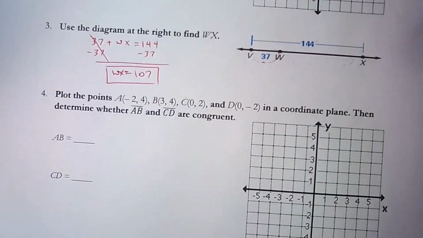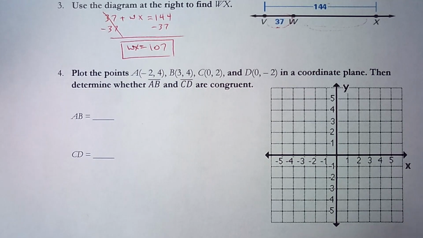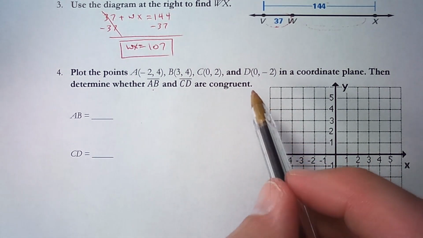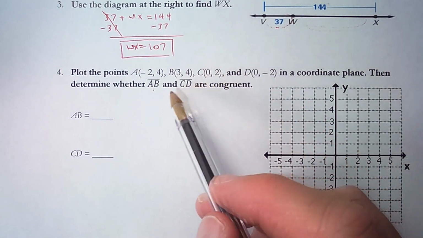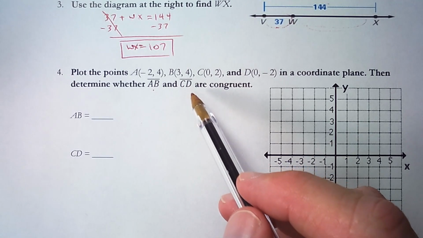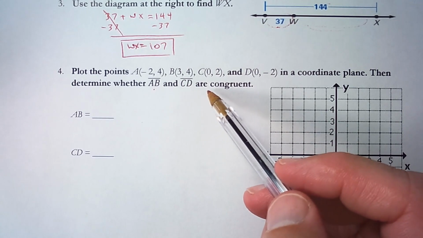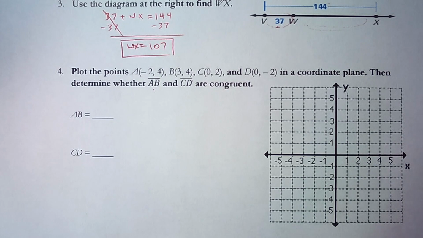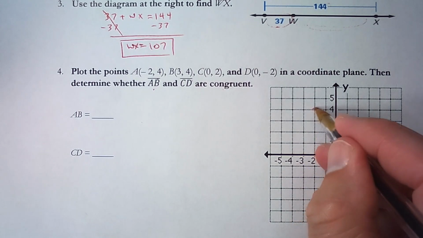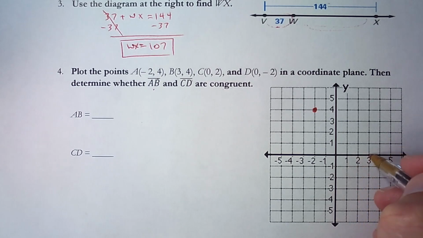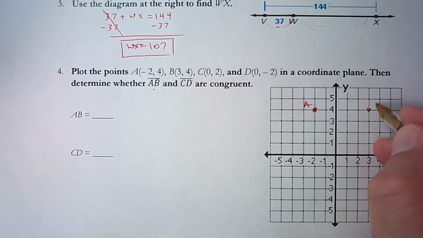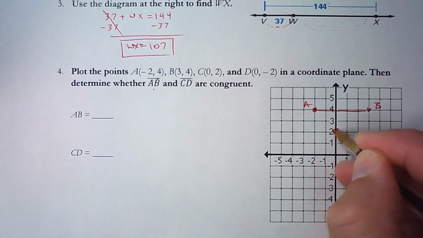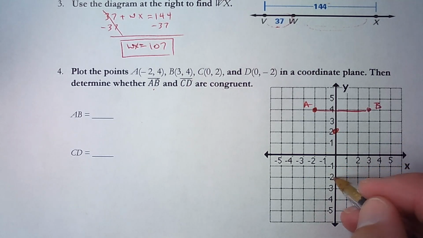Okay, and our last problem here, plot these 4 points, A, B, C, and D, and then tell whether segment AB and segment CD are congruent. So notice the different wording. Above it was whether or not they are equal. Now it's whether or not they are congruent. It's the same type of problem. It's just that the wording is different. This time we have bars over the top, and we're going to say if the segments are congruent or not. So AB is at -2, 4 and 3, 4. So there's A, B, and then segment CD at 0, 2, and 0, -2.